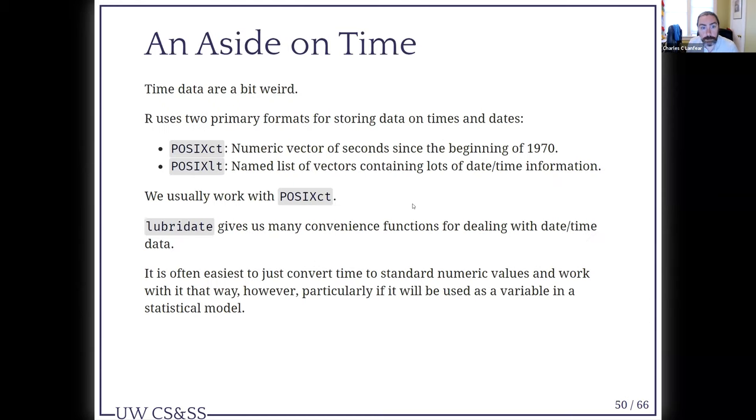Okay, so a quick aside on time. Times are weird, okay? So there's two different ways R can store date and time information. They are POSIXct and they are POSIXlt. POSIXct is a numeric vector containing a count of the seconds since the beginning of 1970. That is how Unix operating systems store date and time information. If it's a date before 1970, it is a negative number. That's how they do it.